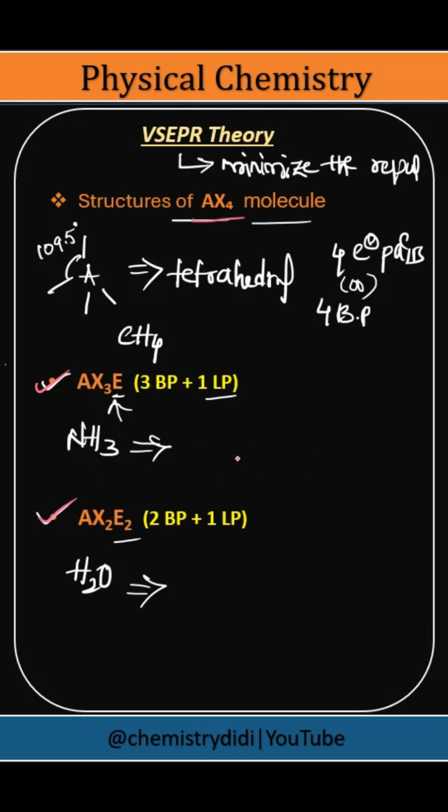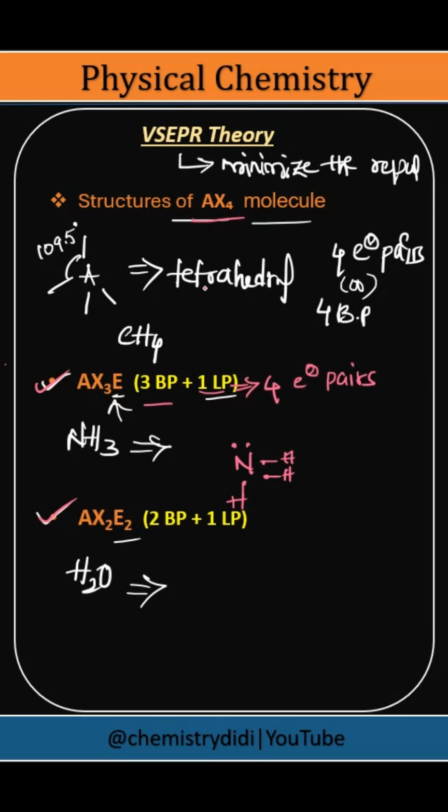Here, nitrogen has how many valence electrons? 5, right? 1, 2, 3, 4, 5. So there are 3 hydrogens, so make 3 bonds with the hydrogens and 1 lone pair. So how many bond pairs are there? 3, and 1 lone pair is there. So overall 4 electron pairs are there for this also.